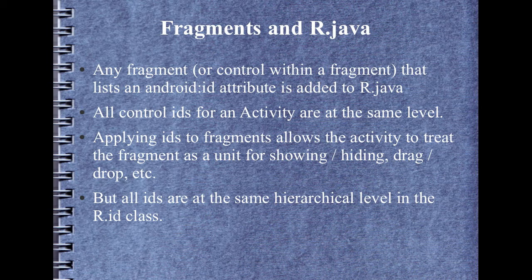If we want to, let's say, drag the whole fragment around with drag and drop, we can do that, and that'll drag all the controls within the fragment. And so this gives us a really nice way, even though the hierarchy is flat for all of these IDs in R.id within R.java, we can still get the ID of the fragment as a whole and treat it as a whole for showing and hiding the fragment, and that'll show and hide all of its controls and so forth. But remember that all of these IDs are at the same hierarchical level in the R.id class, and in the demo we'll look at this. Okay, thank you very much.